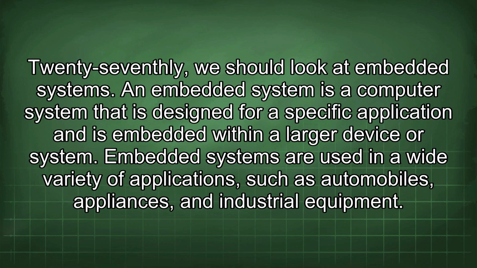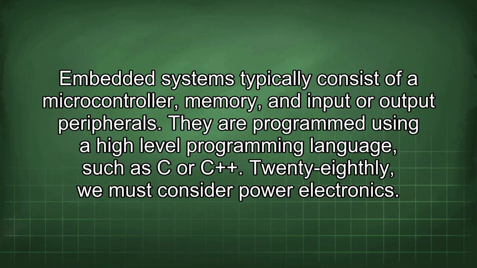27thly, we should look at embedded systems. An embedded system is a computer system that is designed for a specific application and is embedded within a larger device or system. Embedded systems are used in a wide variety of applications, such as automobiles, appliances, and industrial equipment. Embedded systems typically consist of a microcontroller, memory, and input or output peripherals. They are programmed using a high-level programming language, such as C or C++.